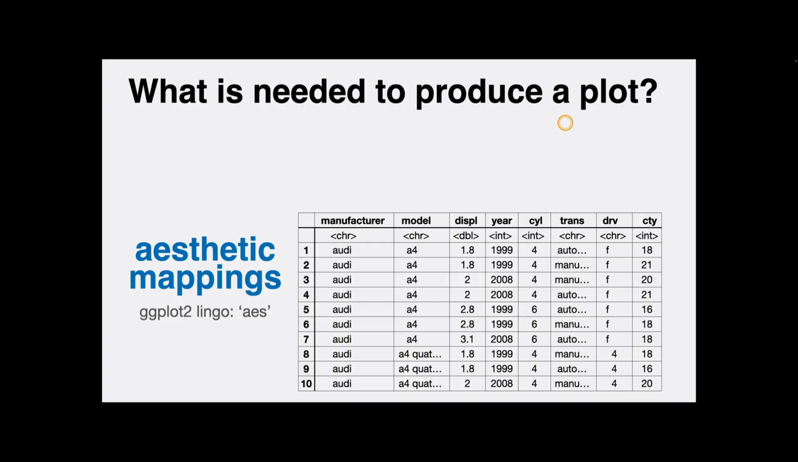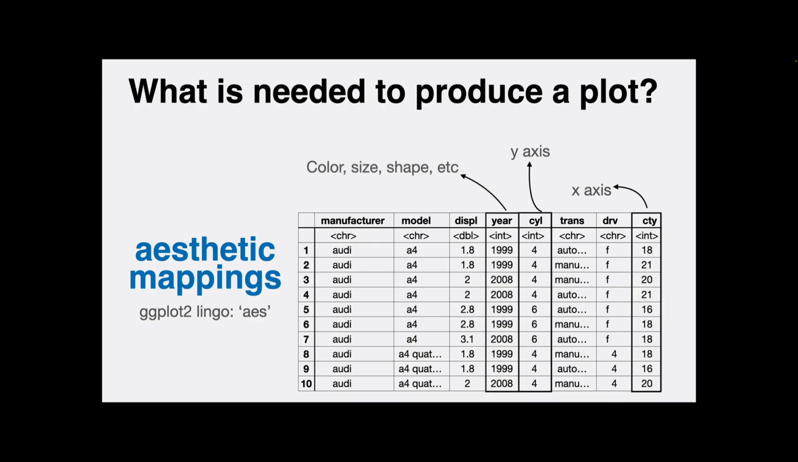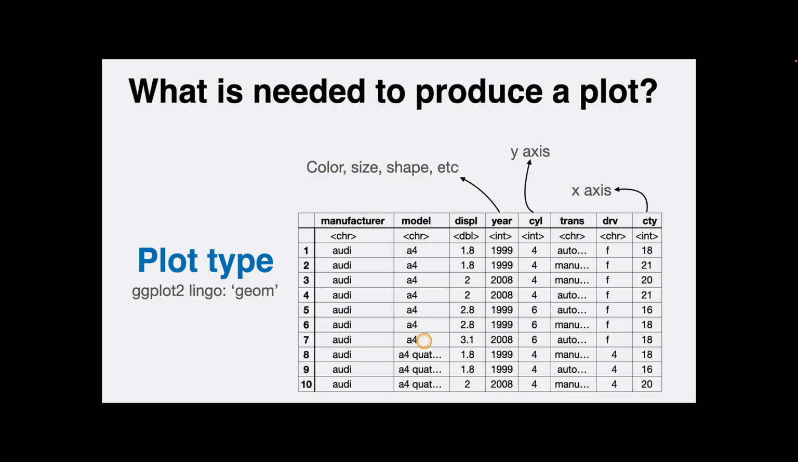Now, we need additional ingredients here, and one of those is the aesthetic mappings. In ggplot2 lingo, this is called aesthetics or AES. It's the AES command. And the AES command lets you take certain variables like mileage in the city and map it to the x-axis, and the number of cylinders in the engine of the car and map it to the y-axis, and any other variable and map it to other attributes of the plot. For example, the year of the car could be mapped to the color or size or shape of something you're showing on that plot.